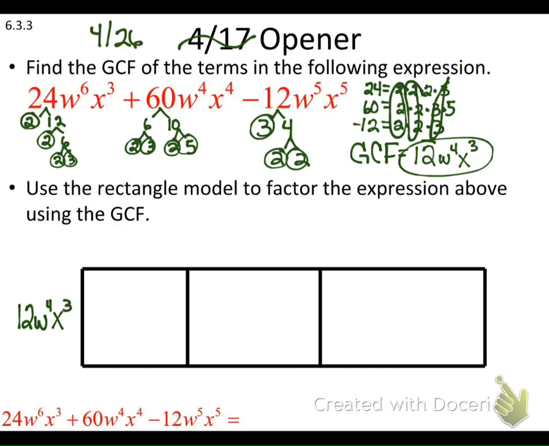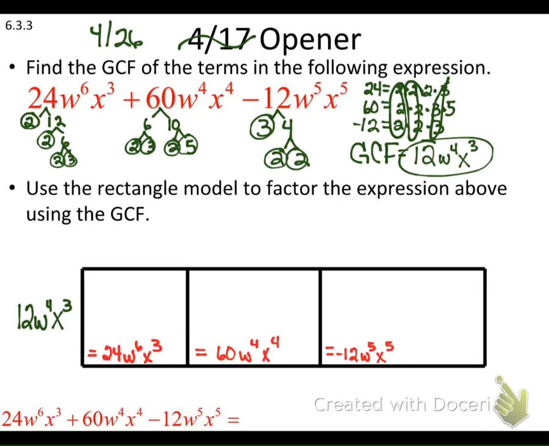Okay. What else do I know about my area model that I can go ahead and fill out? The area. So what represents my area here? The number 24. W to the 6th, x to the 3rd. Okay. What's my second area? 60, W to the 4th, x to the 3rd. And my third area. Negative 12, W to the 5th, x to the 3rd. Good.